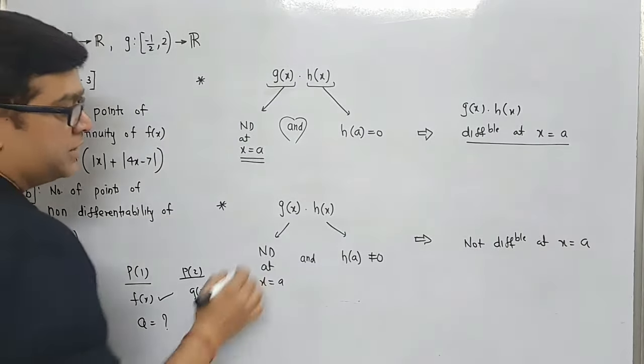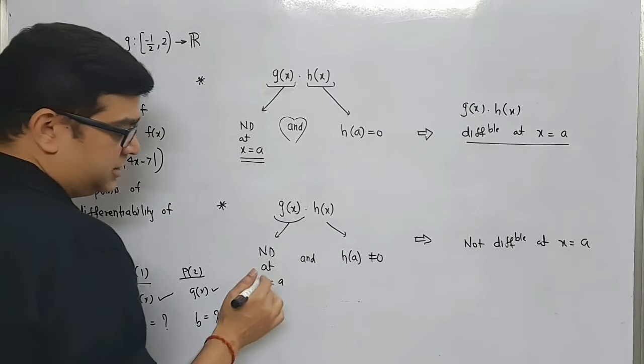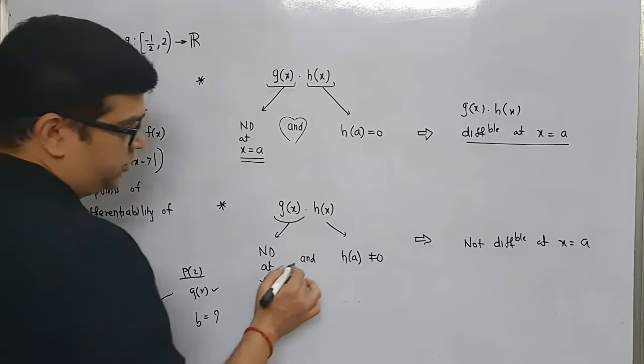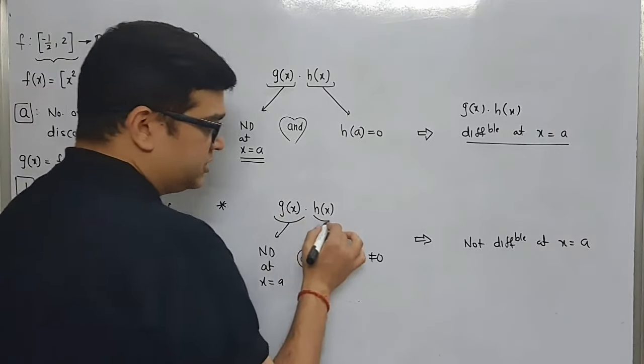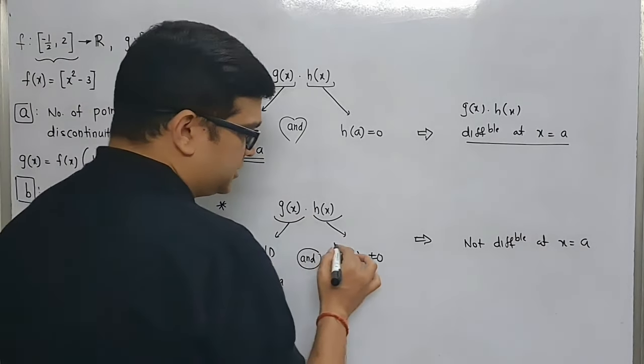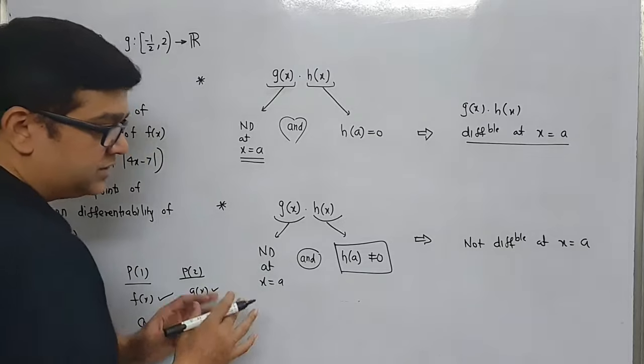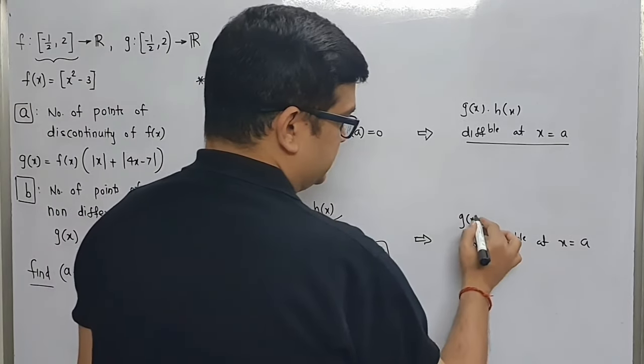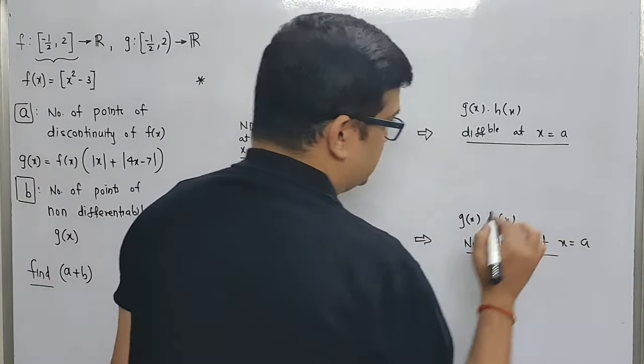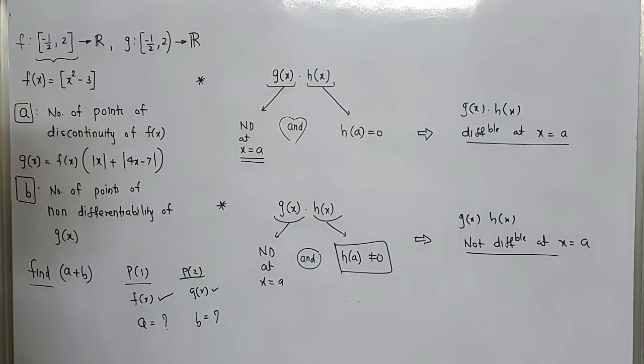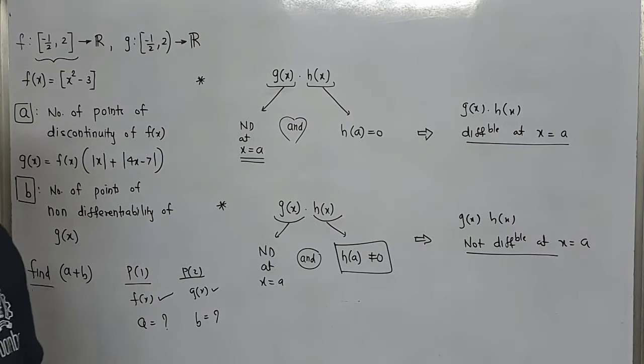Case number 2, the first function of the product g(x) is not differentiable at x equal to a, while the second function h(x) at that particular point is non-zero. In this case, the overall function g(x) into h(x) will not be differentiable at that point. Very, very powerful and useful.